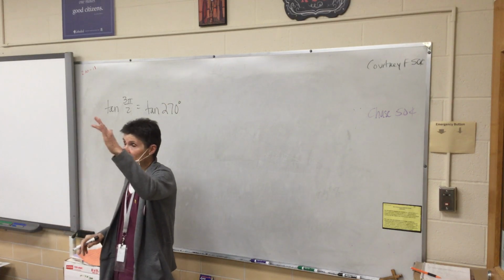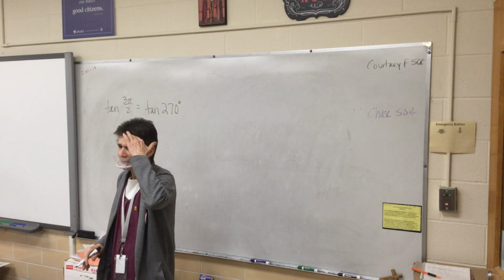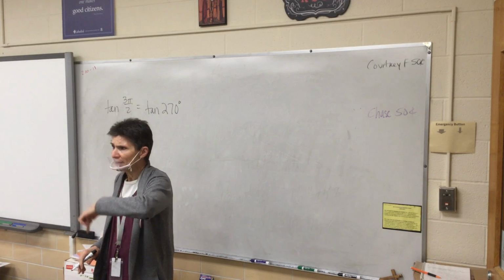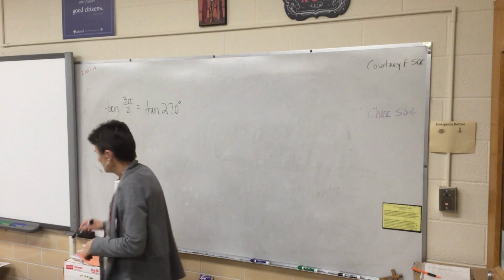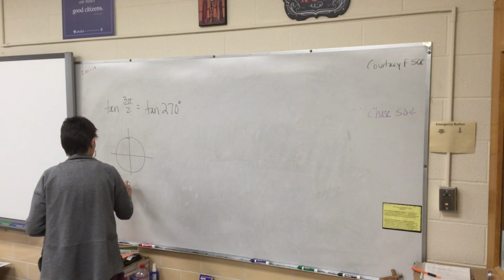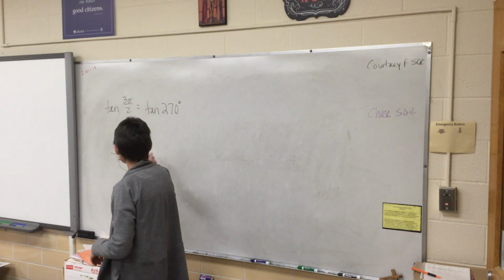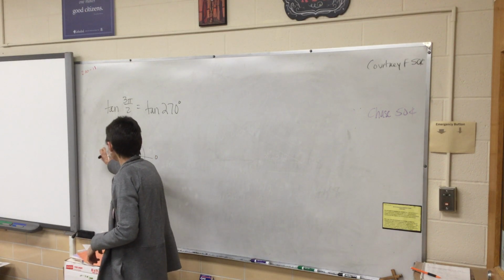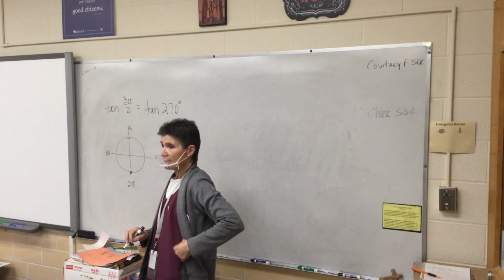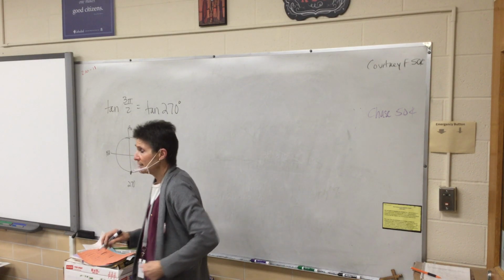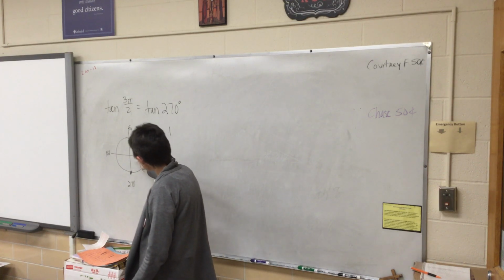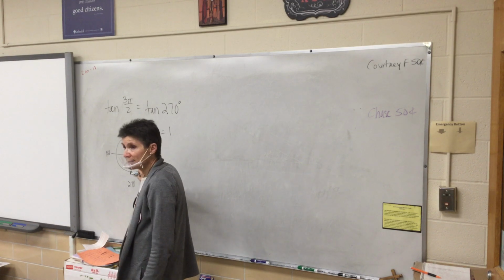Now, think about that for a minute. 270. Where is 270? Isn't that on an axis? Yeah. So when it's on an axis, we have to draw our circle. And 270 is down here. Remember, this is 0, 90, 180. So we're talking about right there. Whenever we draw that circle, we're going to let the radius be 1.